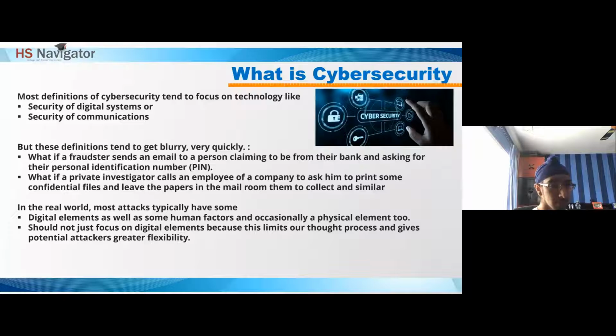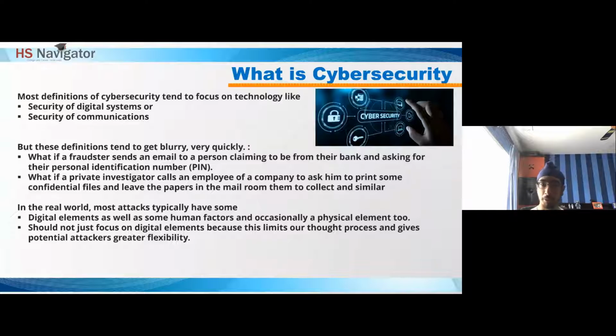Let's say a private investigator calls an employee of a company and asks, "Can you print some confidential files and leave them in a mailroom so that they can collect them," or anything like that. These still fall under the definition of cybersecurity, but most people think cybersecurity focuses on technology, just your digital systems and your communications. But there are a lot of different things that go into cybersecurity, like social engineering. And in the real world, most of these attacks typically have some sort of digital element, as well as some human factors and occasionally a physical element as well.